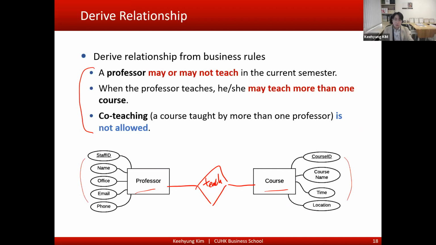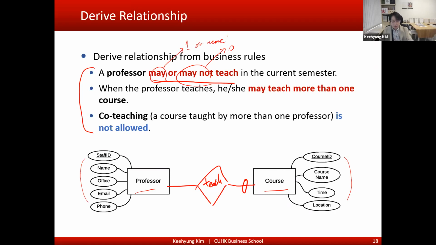To do that, we can simply look at the business rule. What kind of restrictions exist? The first one is this. Professor may or may not teach in the current semester. So professor may or may not teach. That means that professor may not teach, then minimum 0 course, right? Because they may not teach. So that means 0. And may teach, yeah, it can be 1 or more, right?